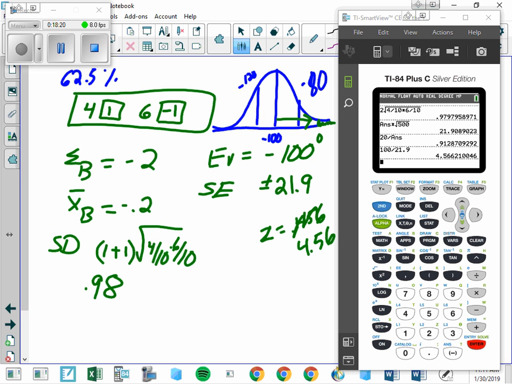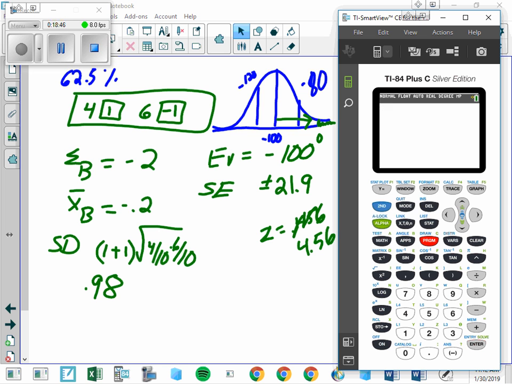Should I shade norm? No. Why not? How much area is to the right of 4.56? None. Did anybody actually do it? Did you get 0? Okay. So I'm going to plug it in just to show you, because anything beyond 5, the calculator can't tell a difference. Just for fun, I'll show you what the chance of that happening is.